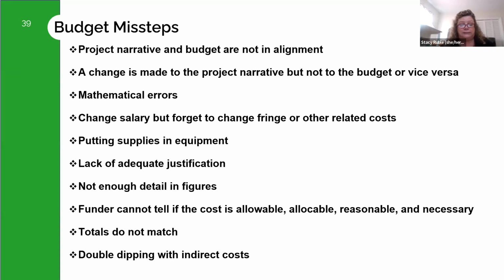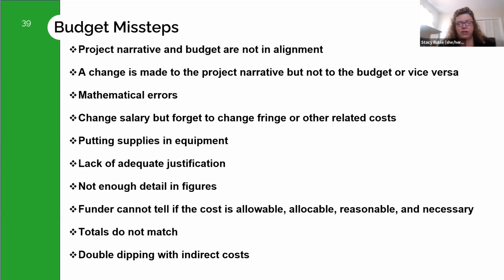Mathematical errors, and associated with that is like you change what the salary is or the level of FTEs, but then you forget to change the fringe and other related costs. Making sure that you don't put supplies in equipment. Lacking adequate justification. If you can't justify it, chances are they're not going to pay for it. Similarly, not having enough detail in figures. I see a lot of times where folks have travel and they'll just say, we're budgeting $10,000 in travel to attend the BJA required trip to DC. That's not going to fly. They want it broken down.